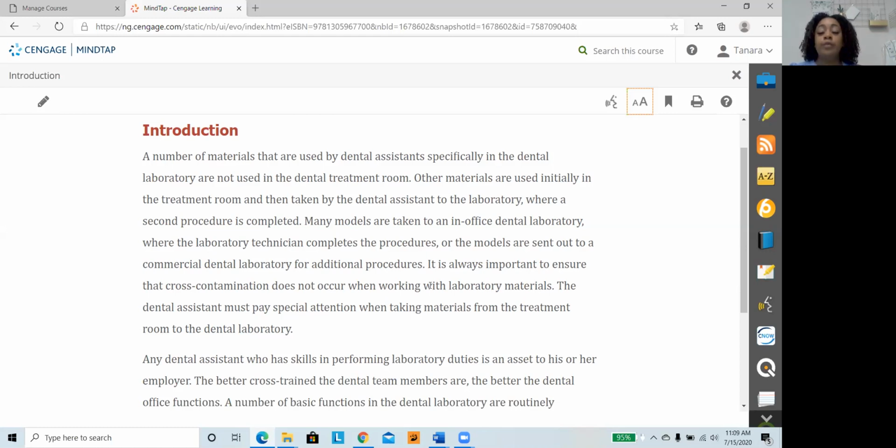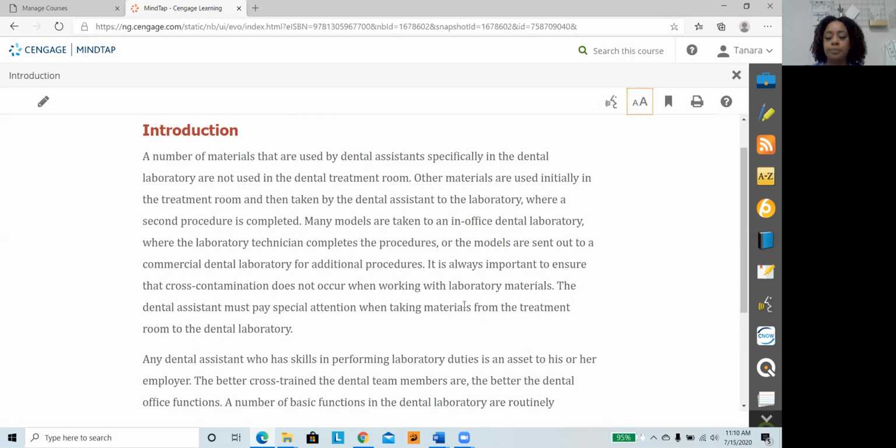Okay. A few things I really want you to highlight. It says it is always important to assure that cross-contamination does not occur when working in the laboratory. You never want to take a chance of cross-contaminating impression trays, just anything between your patients. So, as it says, the dental assistant must pay special attention when taking materials from the treatment room to the lab. You want to make sure.